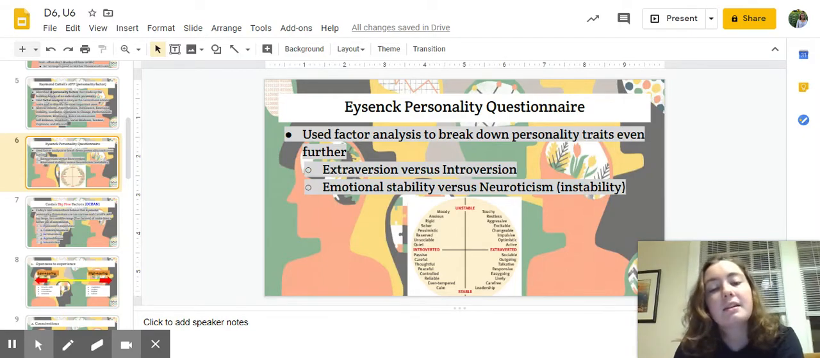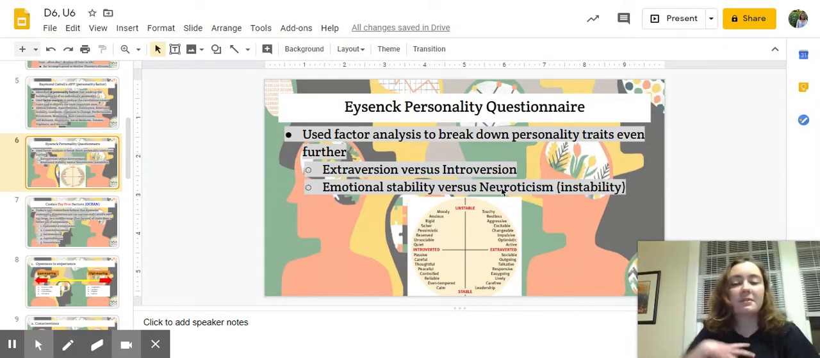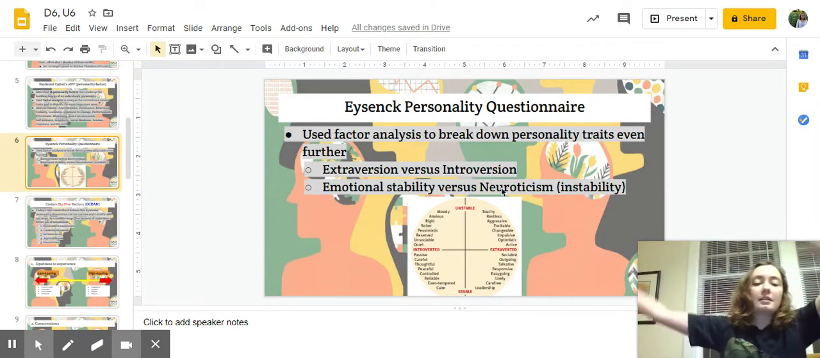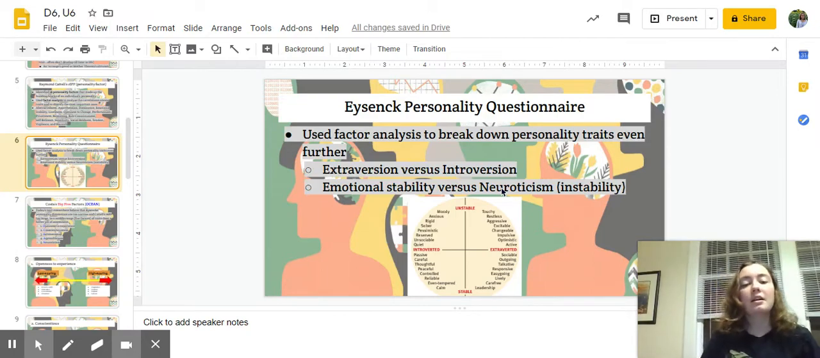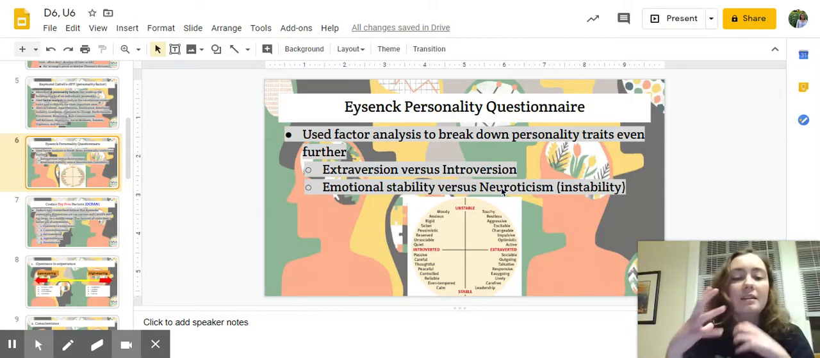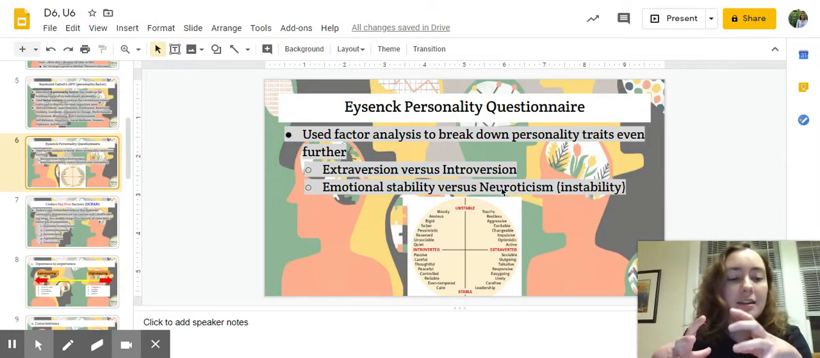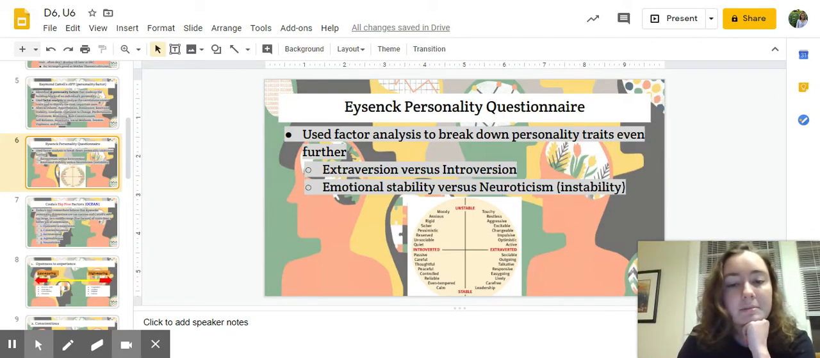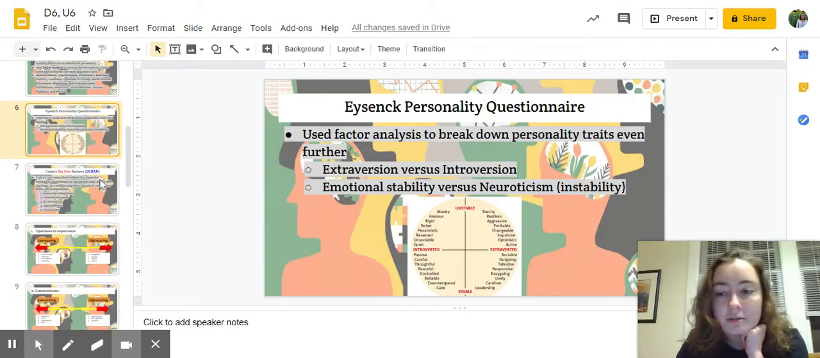And then the second one is emotional stability versus neuroticism. If you're neurotic, you're very emotional, you're shifting all over in your emotions, unstable, emotional, and not really set. So emotional stability is being relatively together, versus neuroticism and being unstable. So you see here he narrows it down to these two dimensions. And you guys will get a chance to take this one in your personality inventory project.